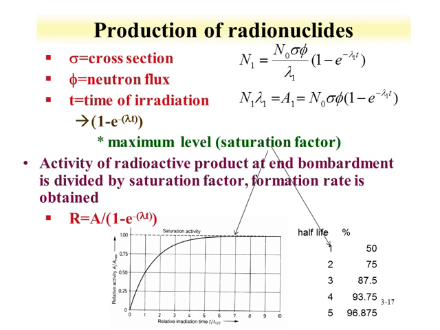If I know something like the activity at the end of a bombardment, and I divide that by my saturation factor, I can actually use it to calculate the total rate of formation of that product. So that's similar to the equations that we showed on the previous page.